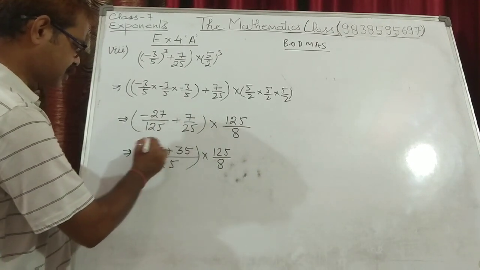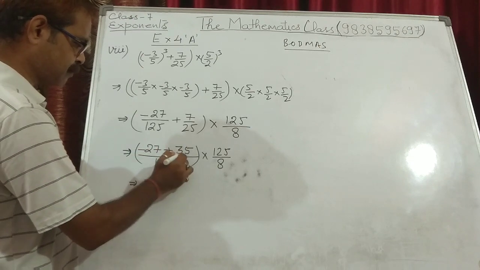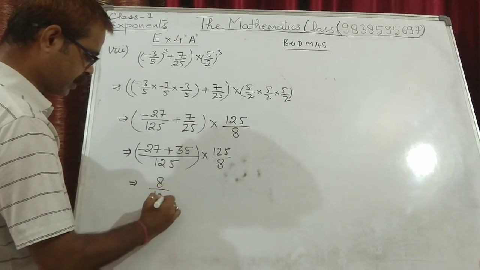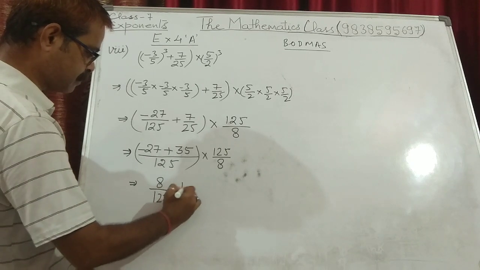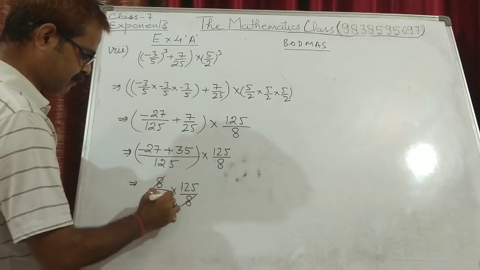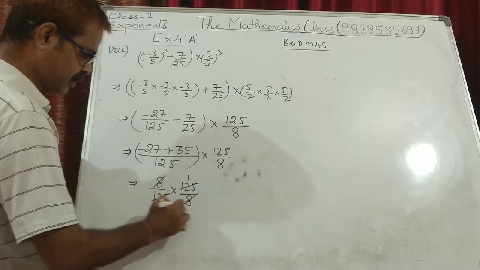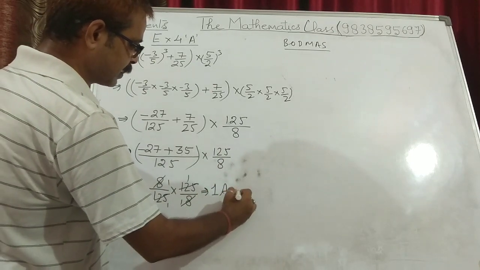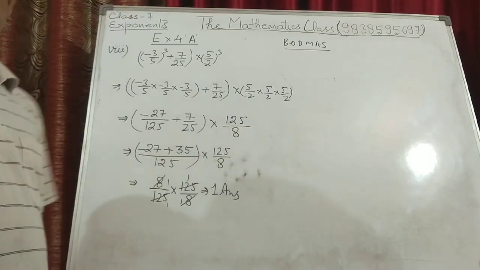It means this total value, minus 27 plus 35, can be written as 8, and upon it was 125 multiplied by 125 upon 8. So 8 and 8 cancel, 125 and 125 cancel. You got 1 everywhere, so the final value is 1. That is the final answer.